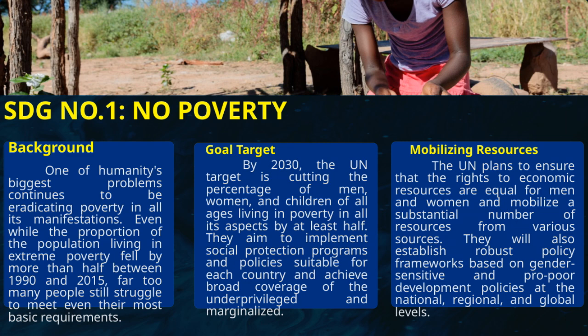Because despite significant progress, like the fact that the proportion of people living in extreme poverty dropped by more than half between 1990 and 2015, there are still millions struggling to meet their basic needs. Poverty remains one of humanity's biggest challenges. This is the essence of SDG number 1, no poverty. It's about eradicating all forms of poverty and ensuring that everyone has the opportunity for a better life. The journey is ongoing, but through these targeted efforts, progress is definitely within reach.